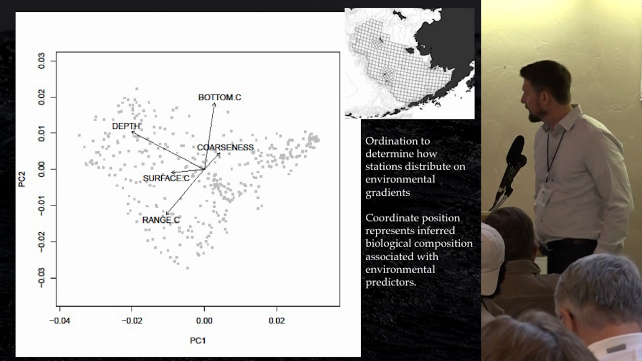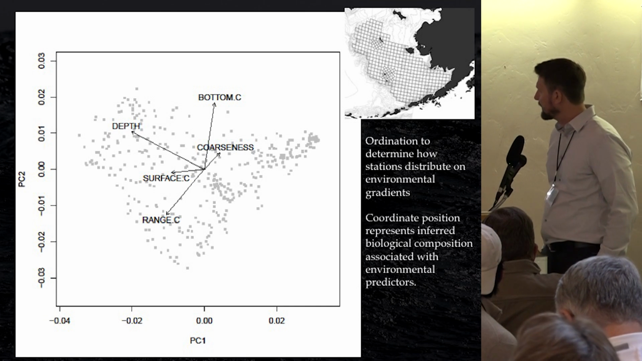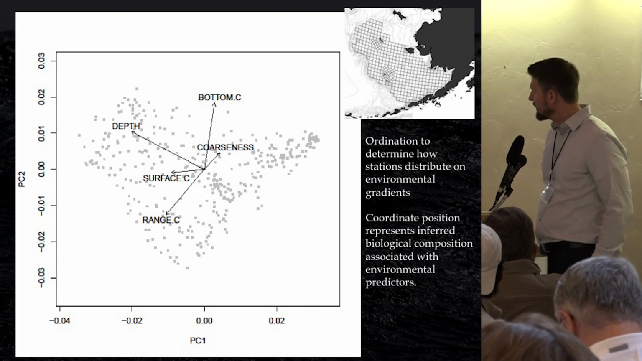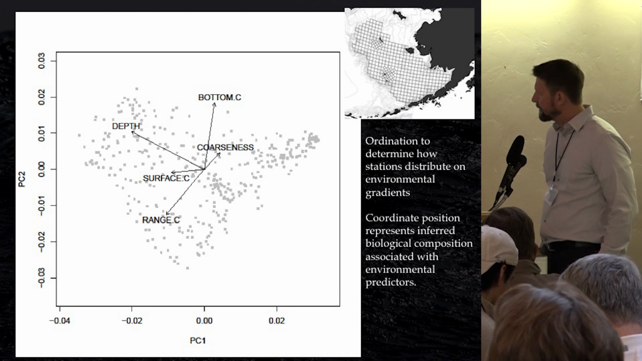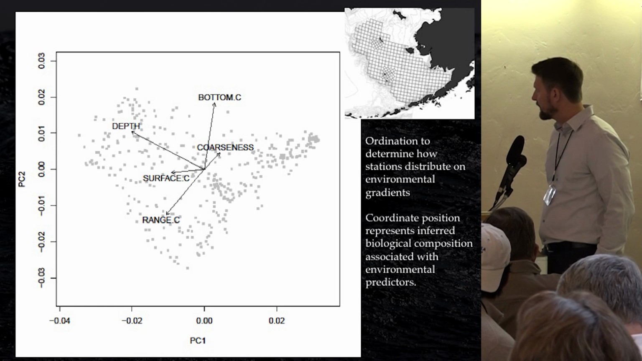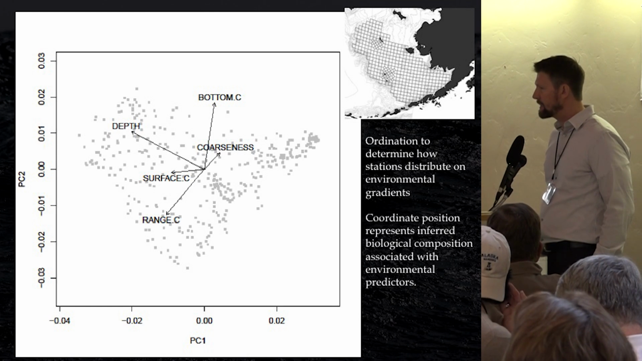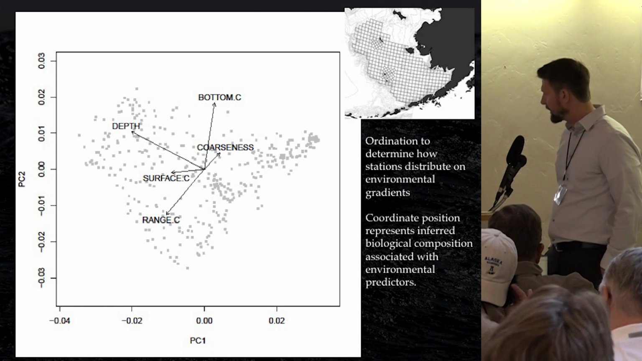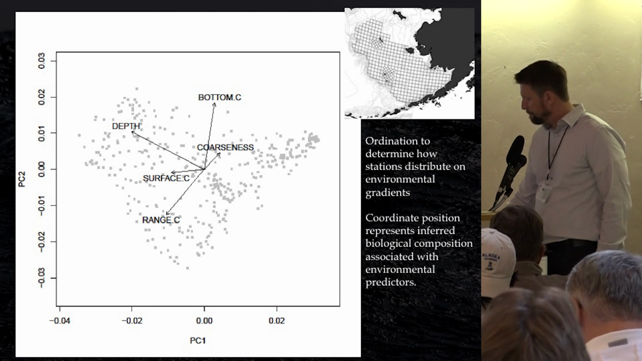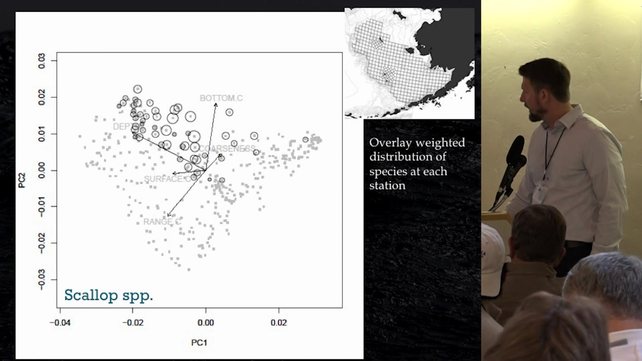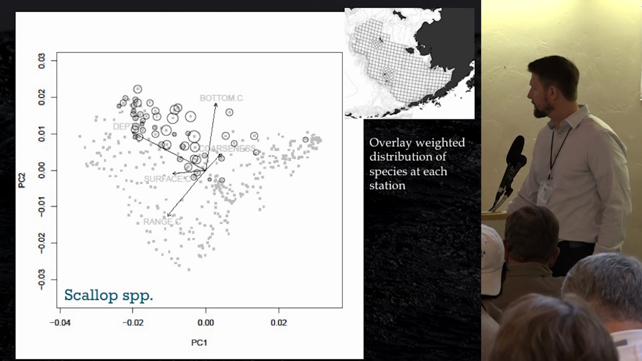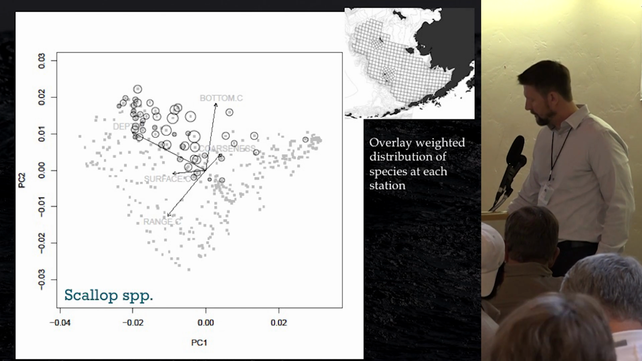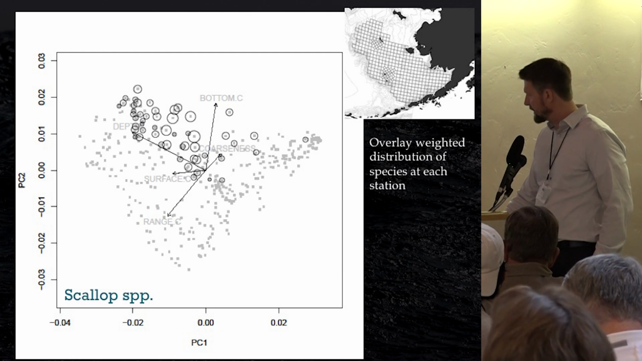We can take, using ordination, these survey stations that are shown in the map on the right and look at how they distribute according to a range of different habitat variables, such as depth or temperature or substrate coarseness, and use this to overlay where certain species are found according to these physical attributes of the system. So I'll just show 3 sessile or relatively sessile invertebrates.